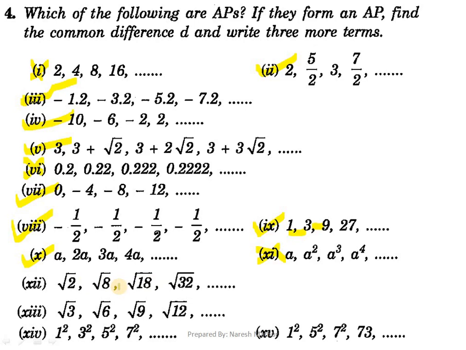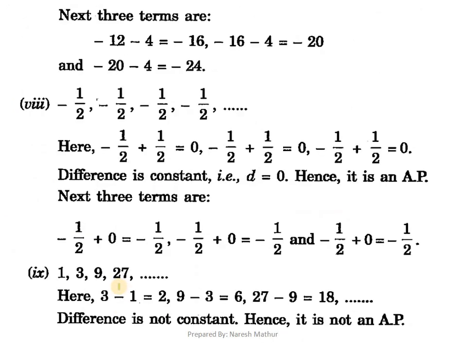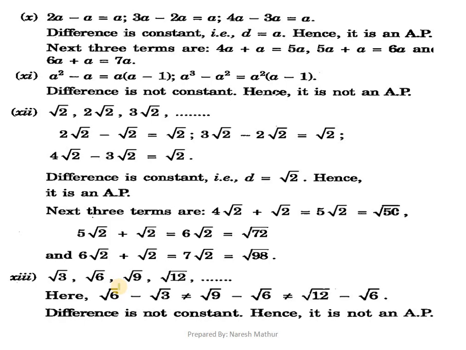root 2. What about root 18? We can write it as 9 into 2, so it would be 3 root 2. Root 32 is 16 into 2, so 4 root 2. So it is making root 2, 2 root 2, 3 root 2, and so on. So the common difference would be root 2 in the given terms. So we can say yes, it is in AP.